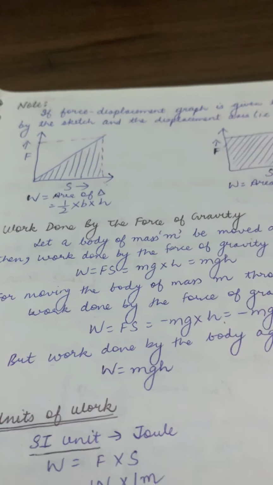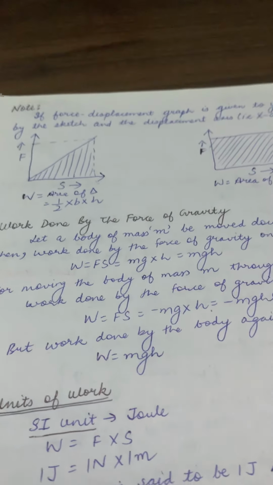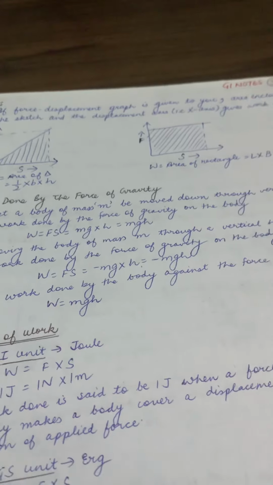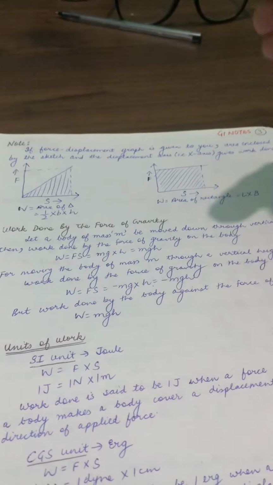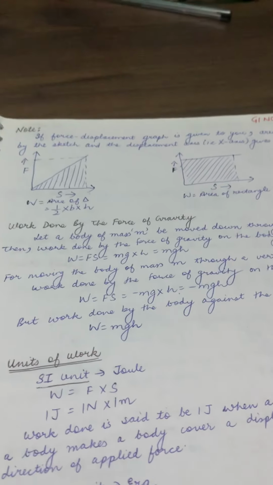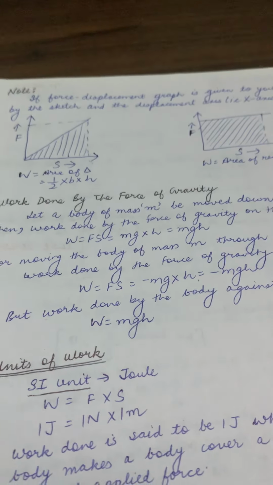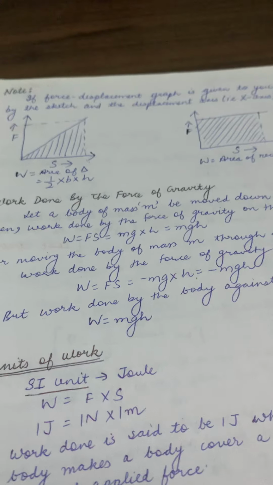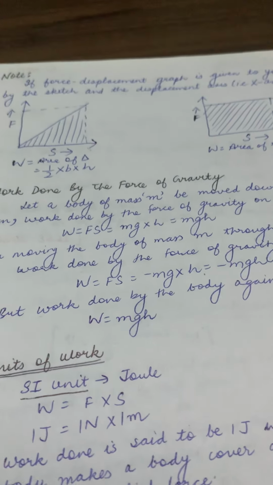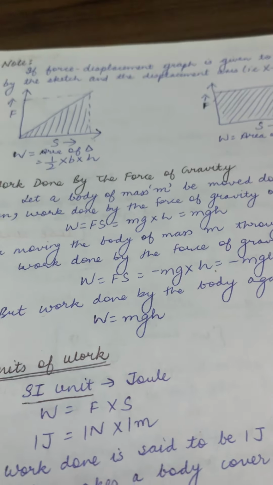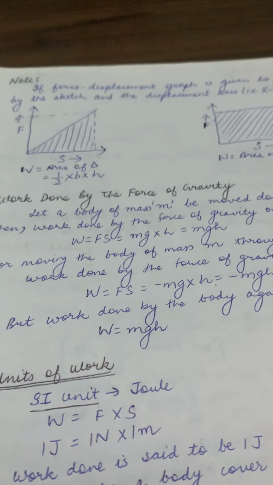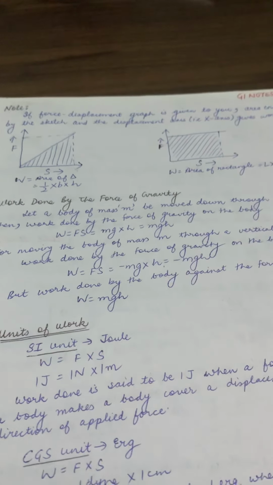Next is your work done by the force of gravity. Suppose let a body of mass m, any body of mass m, it is moving down, vertically down. It can be a lift or it can be stairs, anything. Then remember, we know that work done is F into S, and here the force is acting downwards, that is its weight, that is mg. So in place of F it will be mg, and suppose that height through which it is moving is h, so mg into h is mgh.